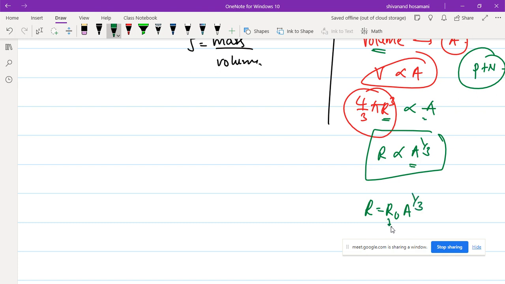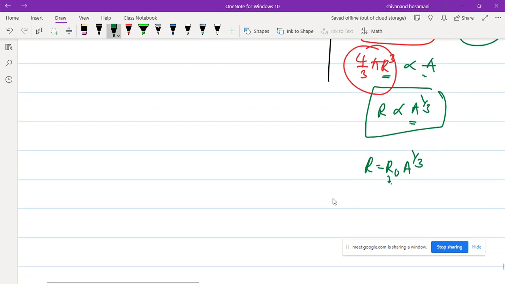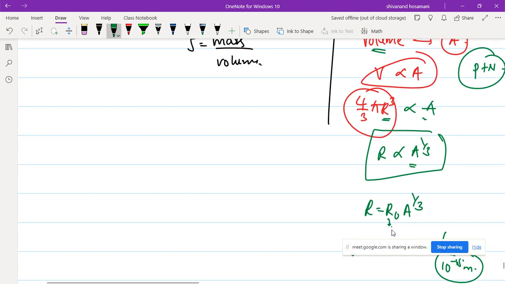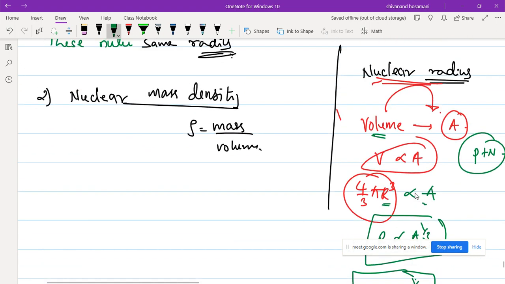R naught is nearly equal to 1.2 to 1.3 Fermi meter. Fermi means 10 to the power of minus 15 meters. So that much range can be defined. From this we can conclude that the radius of the nucleus is directly proportional to A to the power 1 by 3, or the cube root of the mass number. Clear?